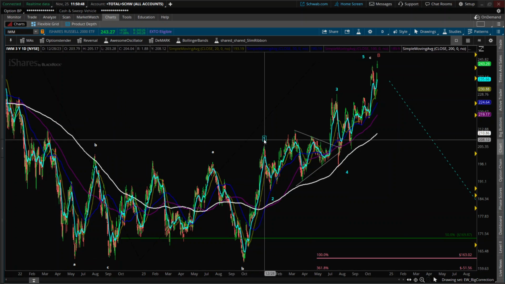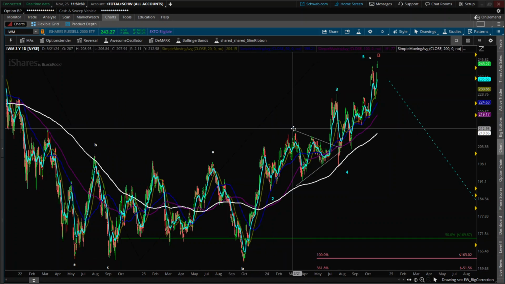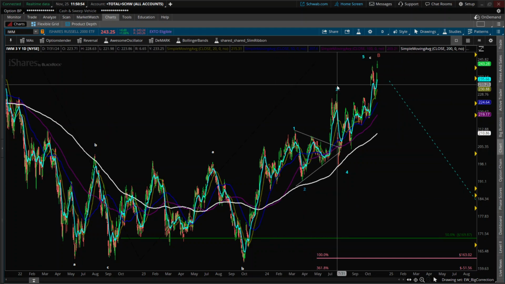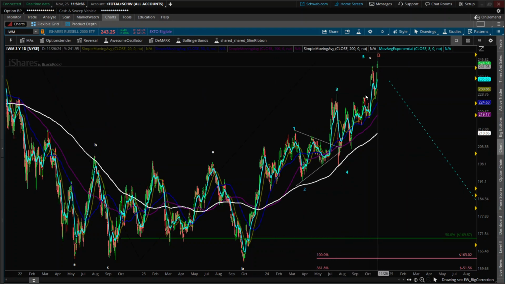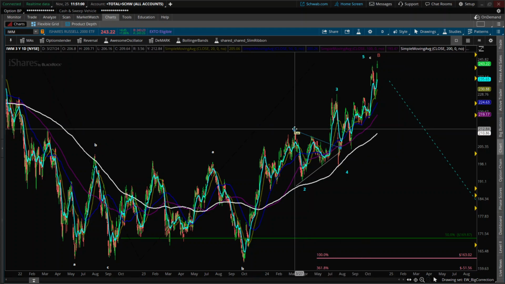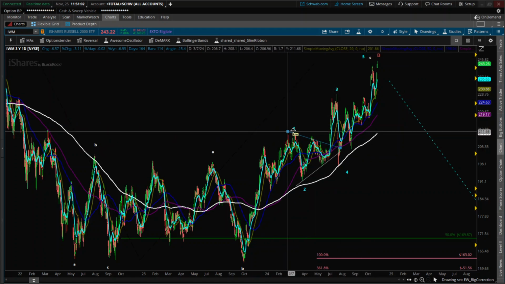1, 2, 3, 4, and 5. And again, something like that. This still could be the one. It could be a flat pattern.